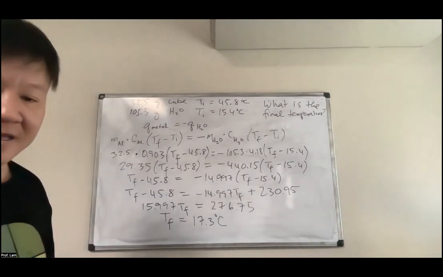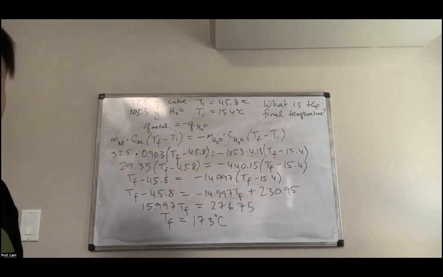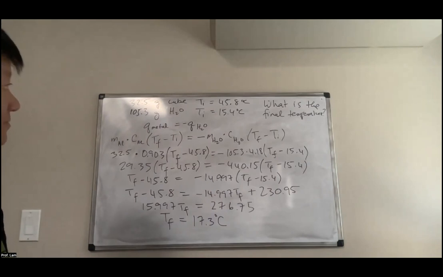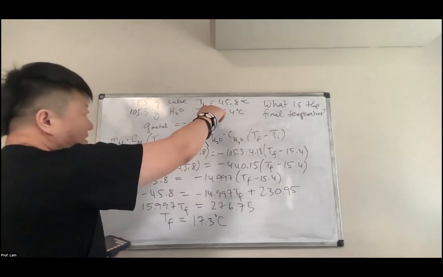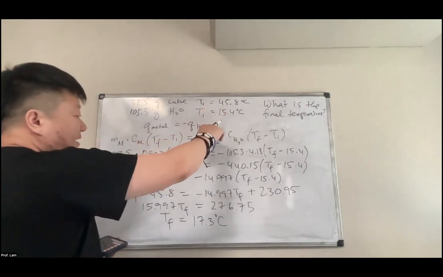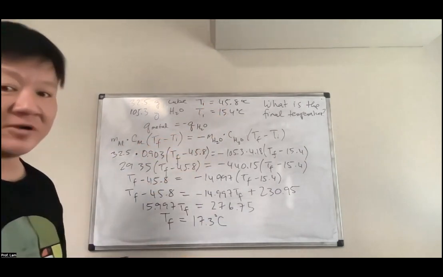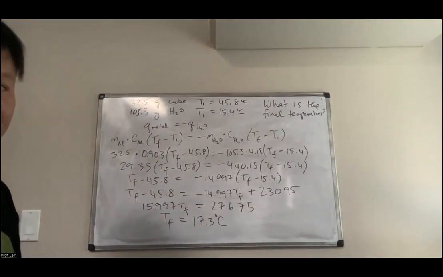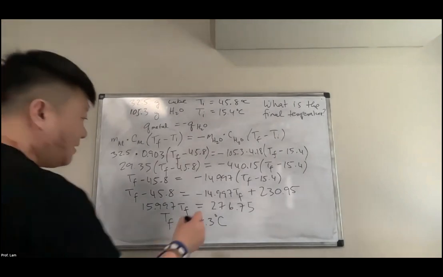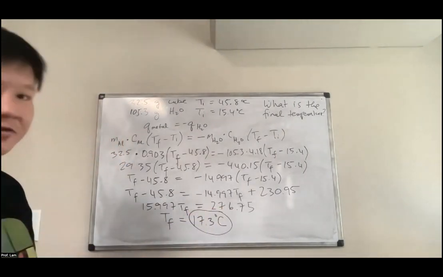Now, does that make sense, guys? If you look at the problem, the metal started at 45.8 degrees. The water was 15. So the metal did cool, and then the water did warm up to 17, right? But the final temperature was closer to water's temperature than to aluminum's temperature. But I think that makes perfect sense, don't you?